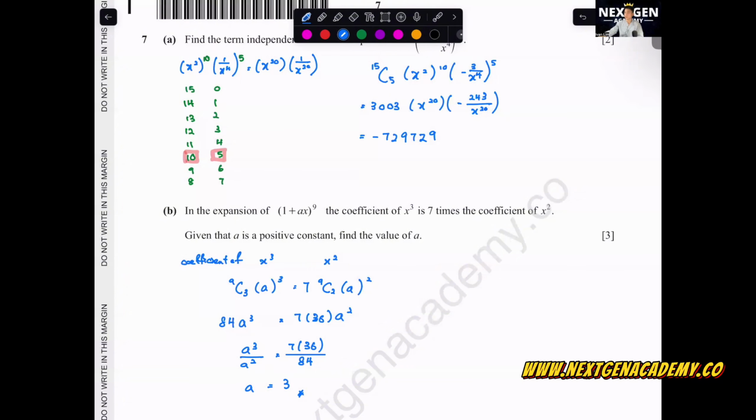Okay, so this is just binomial expansion. If you can do this, can you type 7?